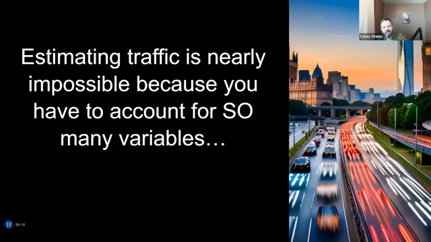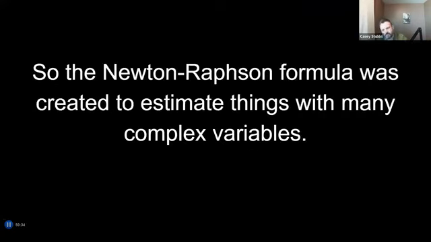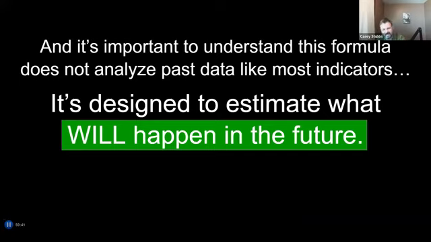Estimating traffic is nearly impossible because you have so many variables like population, work hours, season, day of the week, time of events, accidents, and many, many more. So the Newton-Raphson formula was created to estimate things with many complex variables. And it's important to understand this formula does not analyze past data like most indicators. It's designed to estimate what will happen in the future.